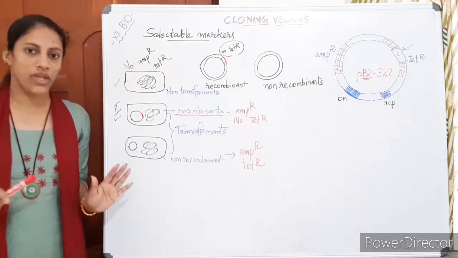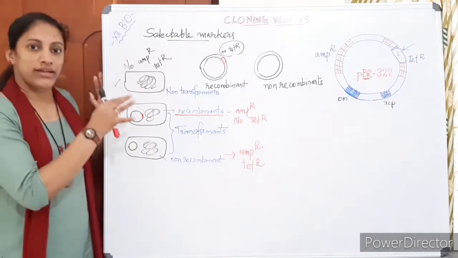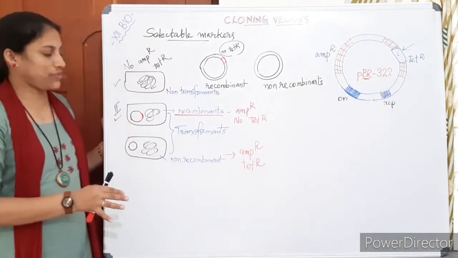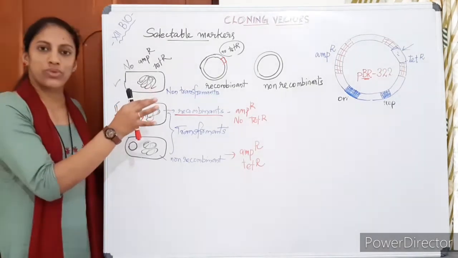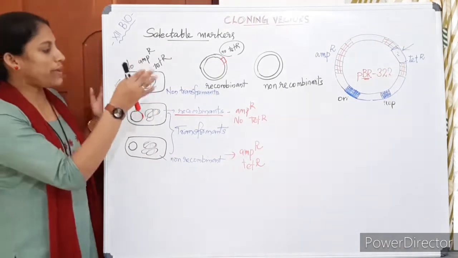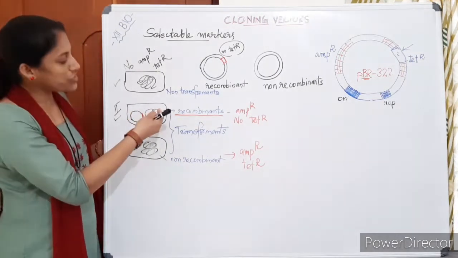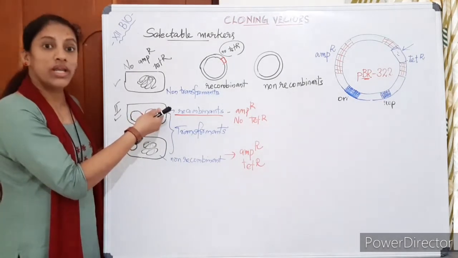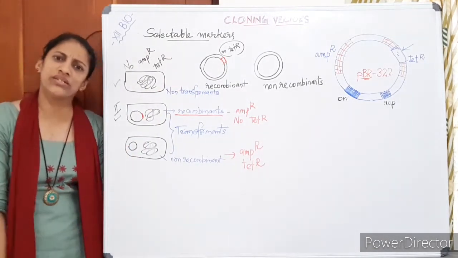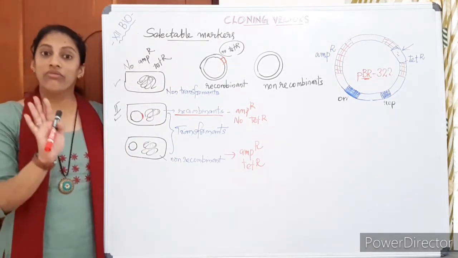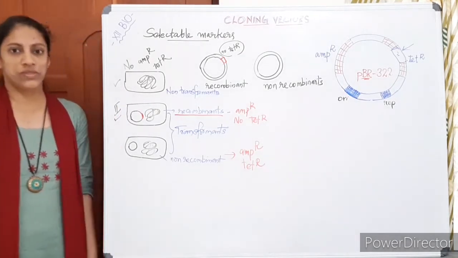joined there. Okay, so we can see the bacteria in three types. Bacteria which show no resistance to ampicillin and tetracycline, bacteria which show resistance to both, and bacteria which show resistance to only ampicillin but not tetracycline. Whatever is the type of bacteria, our aim is what? To get only this. How is this possible?